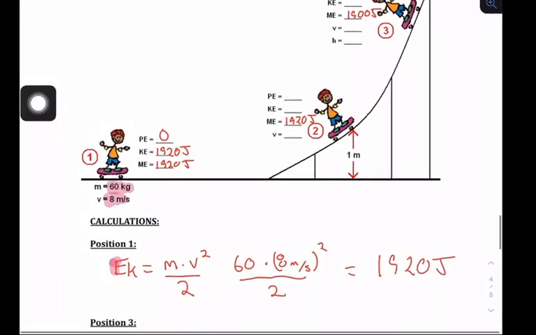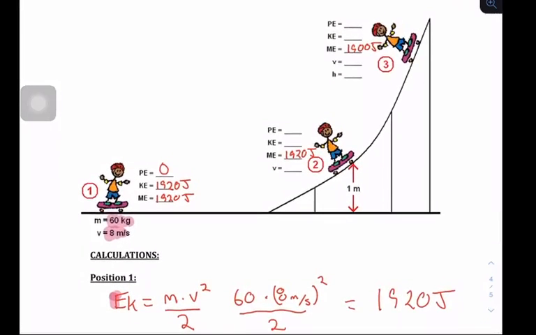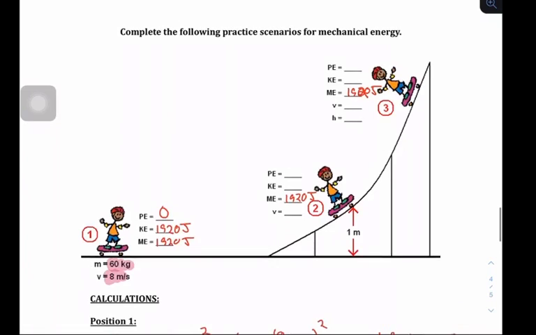Let's talk about position 3. This is at the top, and they're going to start going back the other direction. The total energy for the system is 1,920 joules. At this point, when they're at the top of the ramp, just like your skateboarder in the interactive, their velocity is 0. And if their velocity is 0, their kinetic energy is 0. So all of the energy is potential. Because we know the mass, because we know gravity, we're assuming it's Earth, and because we know the potential energy, we're able to find out the height that the skateboarder got to.